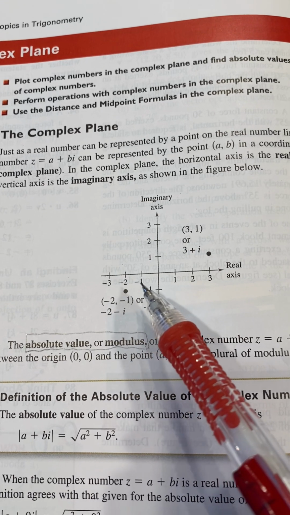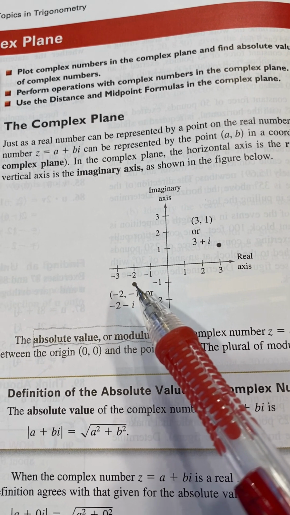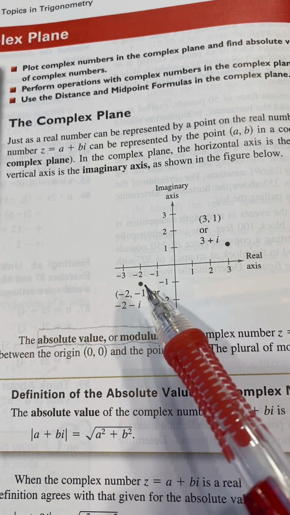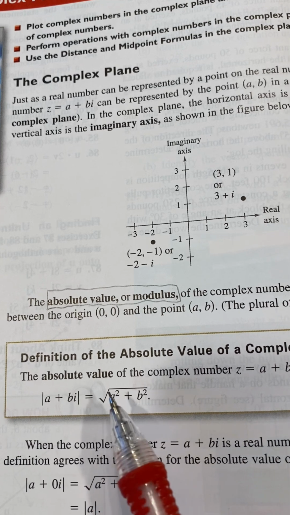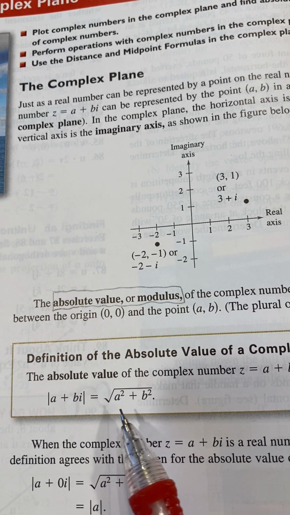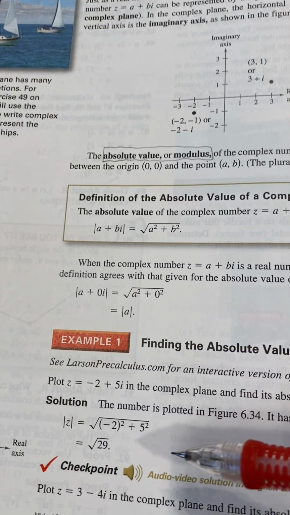Okay, the absolute value or modulus of the complex number is the distance between the origin and the point. So if we were going to find this distance here, it's very much like finding the magnitude of the vector in the previous section. The absolute value of a complex number is the square root of a squared plus b squared. Please walk through the example.